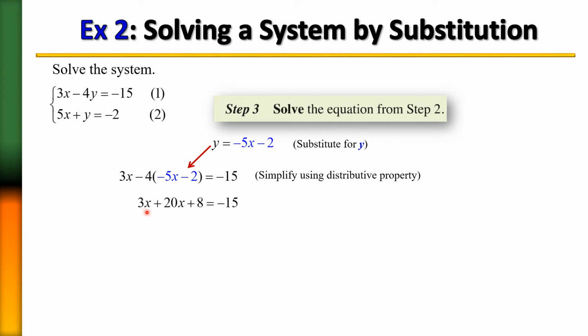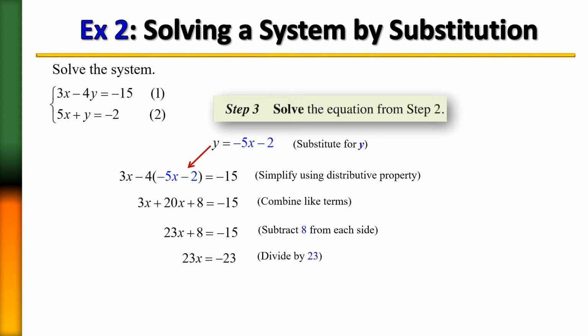3x plus 20x equals 23x. Next, what do we do? Yes, we're going to subtract 8 from each side. Divide by 23, and x equals -1. So now that we have our x value of our solution, how do we find our y? Well, we can plug it into either equation.